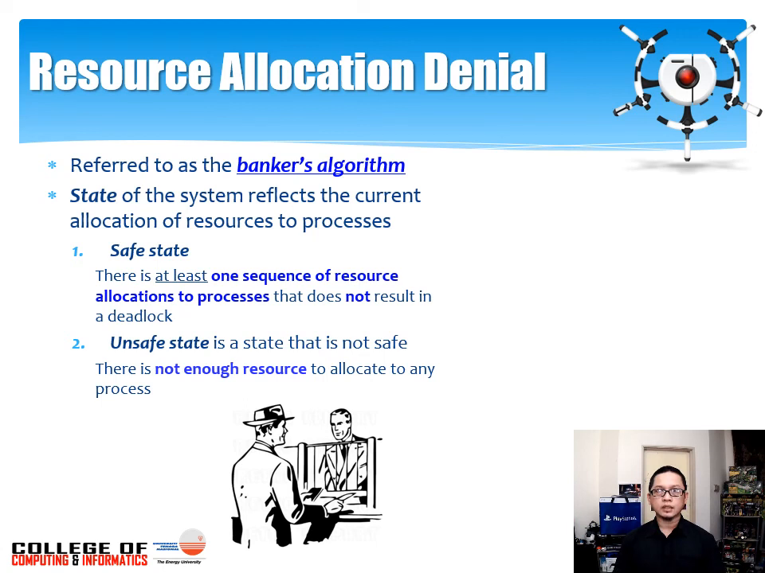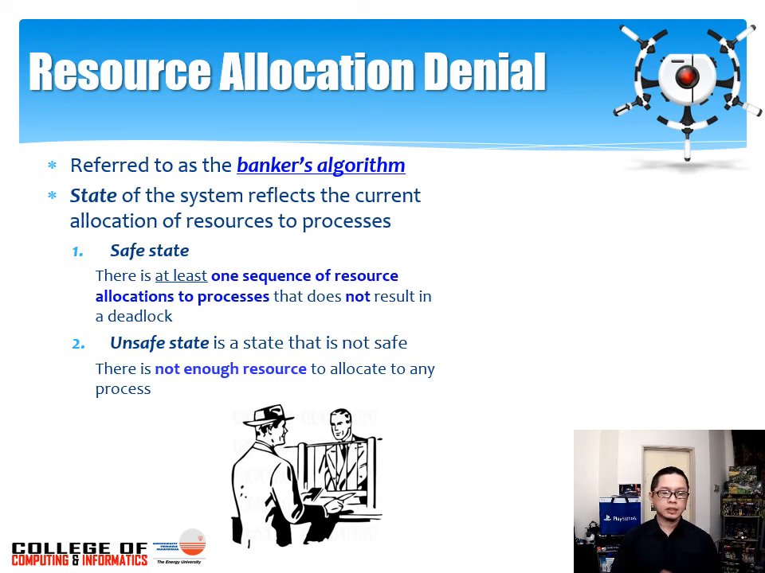The resource allocation denial is also known as the banker's algorithm. Just imagine you're going to the bank and you want to withdraw money. So you declare how much money you need, and then the banker will check whether you have enough money to withdraw. In this case, it will check all the available resources that you will need upon execution, and if you don't have enough resources, then you must wait until enough resources are there for you to use.